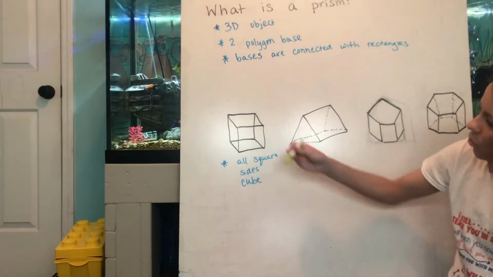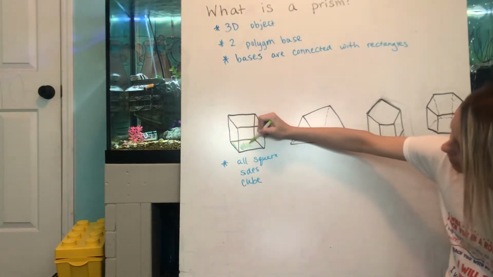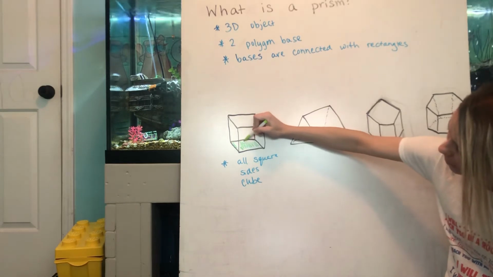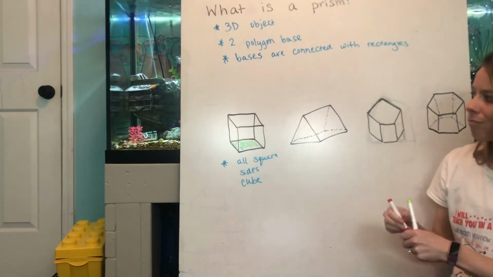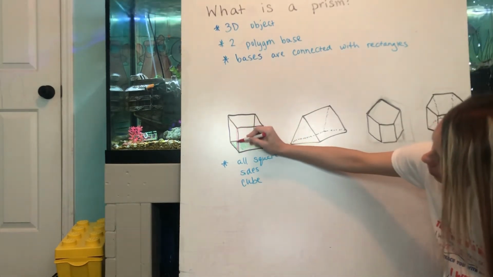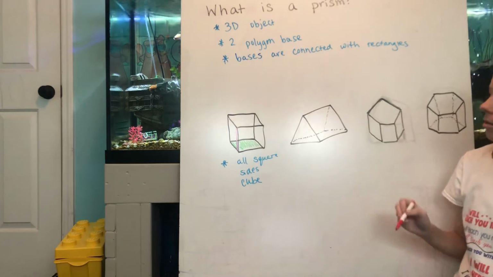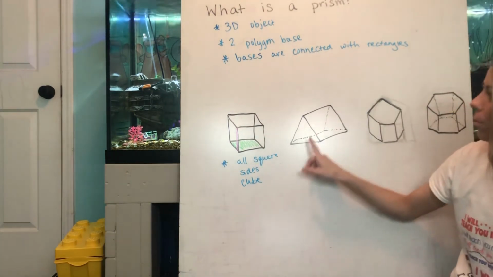So the base is just the shape that is connected by the rectangles, which in this case, any of these sides could be the base. And then here's what connects my two congruent polygons. So that's my height. And it's called a cube.